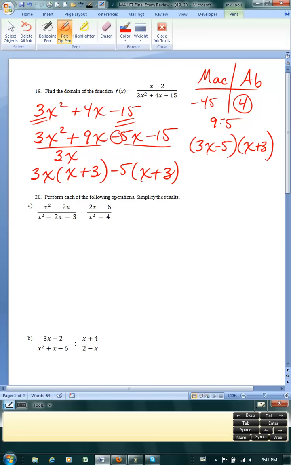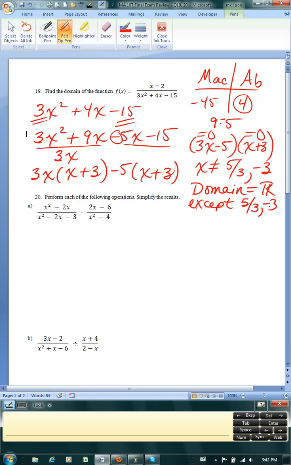Now, since I do not want the denominator to be 0, I'm going to use the zero product rule to establish what numbers I cannot choose for my domain. If I use the zero product rule for the first one, the pattern is opposite sign, right over left. I would get numbers that are 5 over 3 and negative 3. So my domain is all real numbers, all reals, except 5 over 3 and negative 3.